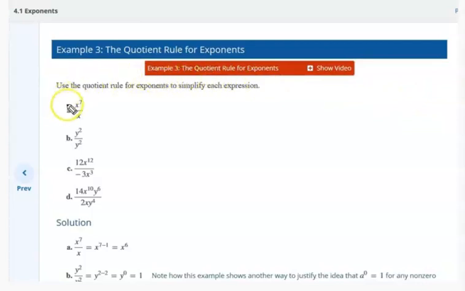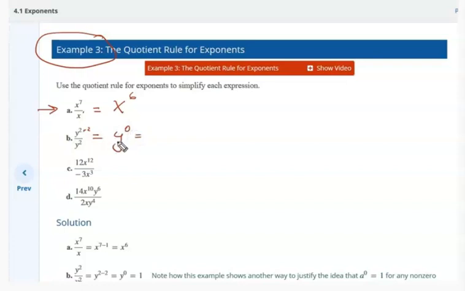Okay, so example 3, letter A, copy this down. Now the answers are all below, but we'll work it. Remember there's a 1 there. So as that 1 comes up, it'll be 7 minus 1. This will be x to the 6th. Now this is sort of interesting. When that 2 comes up, you get a negative 2 there. So this becomes y to the 0.